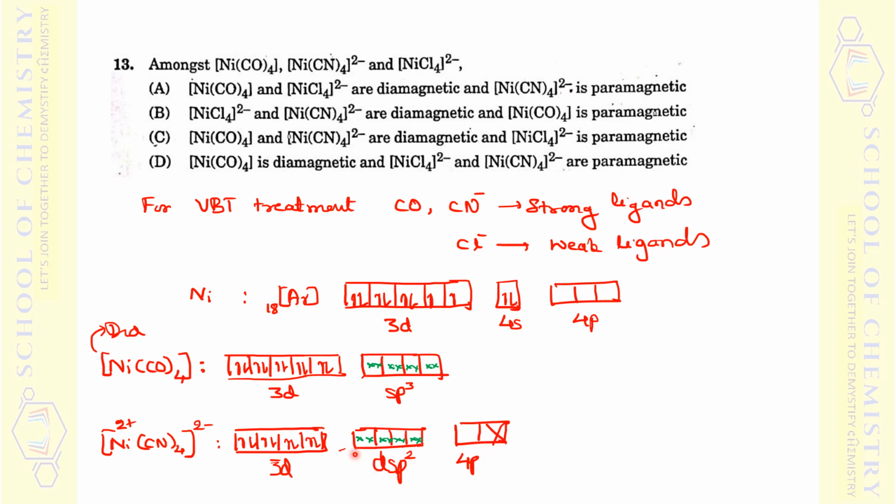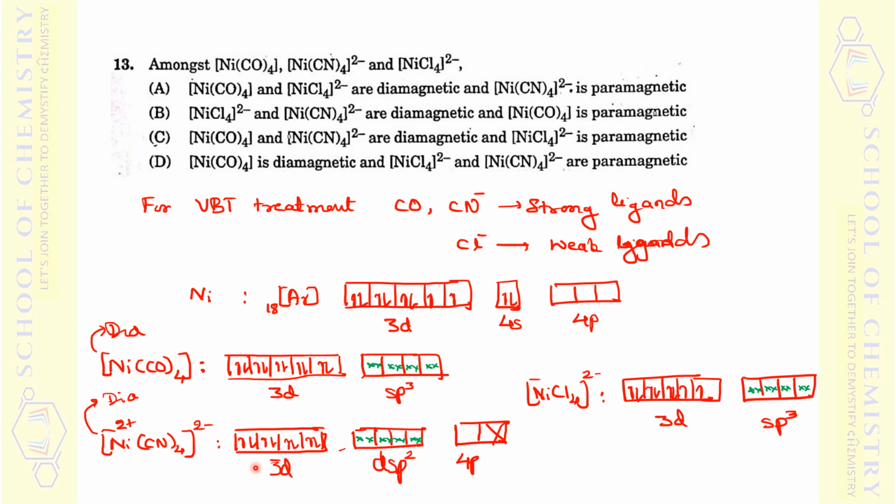Now the electrons will occupy here: each cyanide ligand gives one pair of electrons, and 4 of them will be occupied here. Again the final conclusion about the magnetic property is that this is also diamagnetic itself. [Ni(CN)4]2- will be diamagnetic, and because it is dsp2 hybridization, we should know well that it has square planar geometry. This is considered to be a square planar complex, [Ni(CN)4]2-.